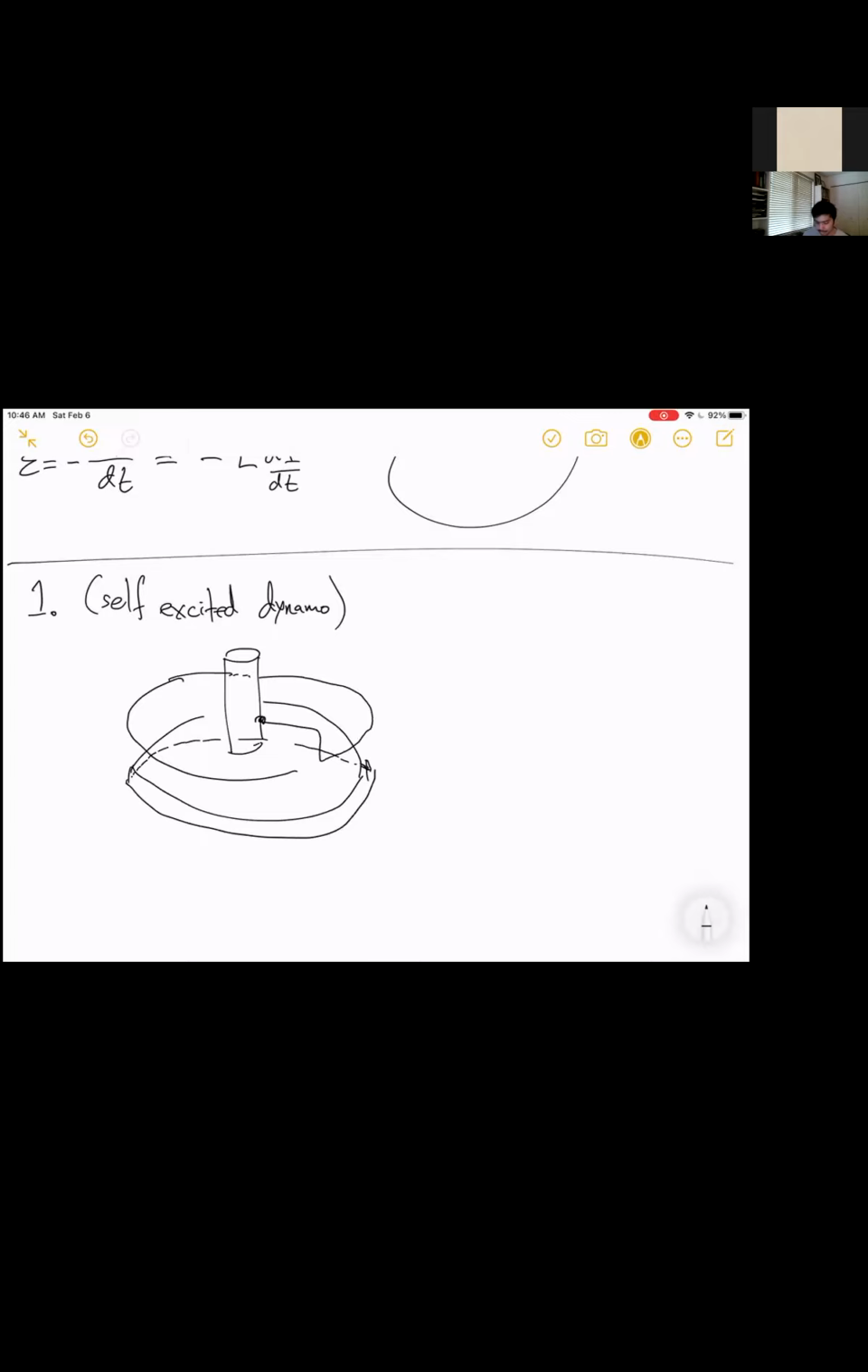So you should look at the picture in the handout, but this is just to explain the direction. We'll say that the current is always flowing in this direction, so counterclockwise, and we're driving this in this direction. But again, look at the picture in the handout.